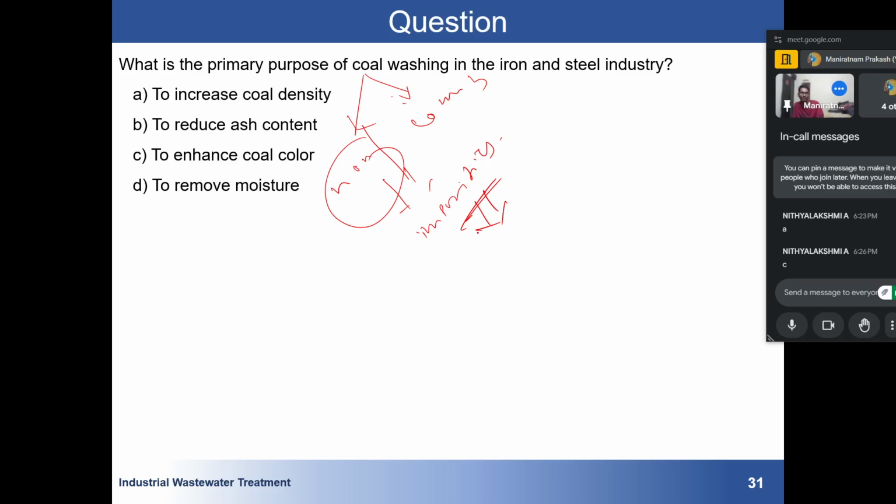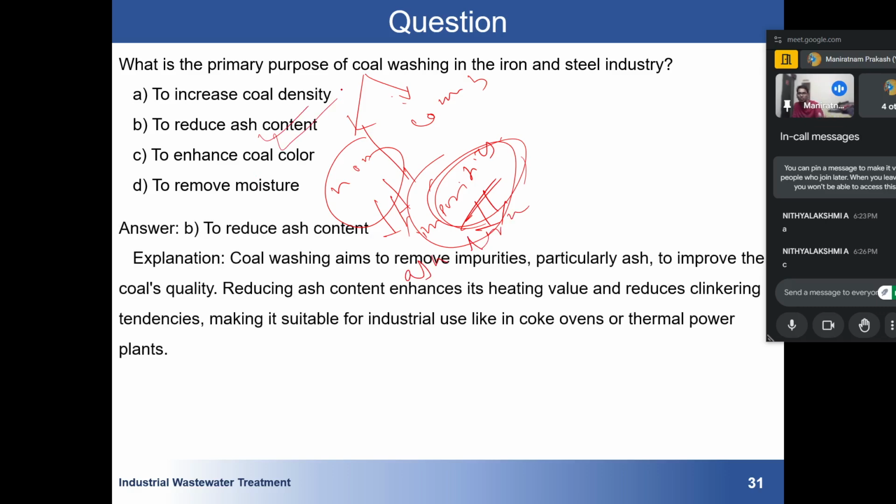So why do we want to remove it? Because it's not in combustible form and it will remain in ash form. So my main target is to reduce ash content. Coal washing removes impurities, particularly ash, to improve the coal quality. Reducing ash content enhances its heating value and reduces clinkering tendency, making it suitable for industrial use like coke oven or thermal power plant.